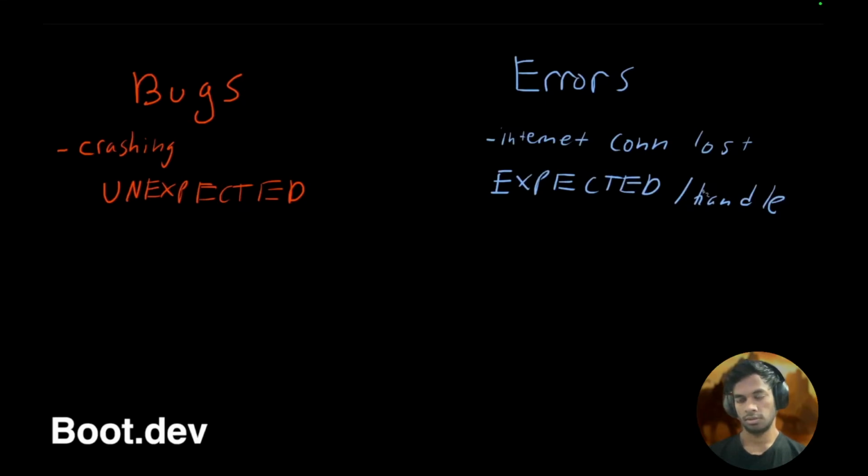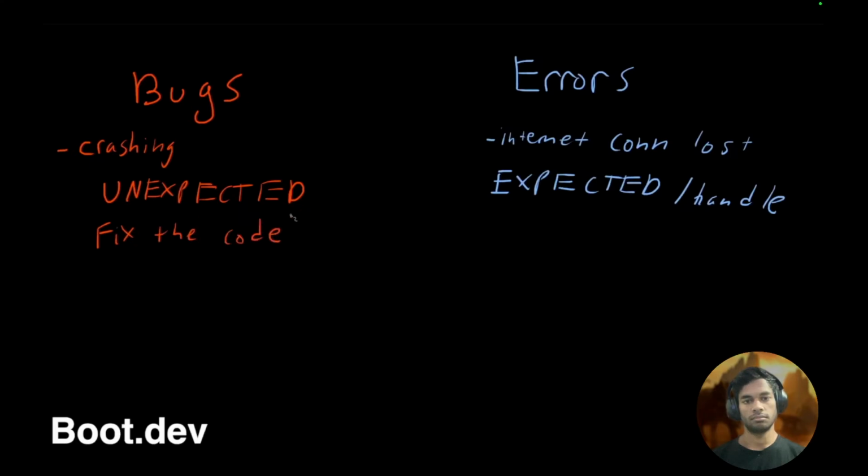So bugs and errors, the big difference is bugs are always bad. If you have bugs in your code, you need to fix your code. Say a user encounters a bug, they say, hey, my program's crashing, or hey, this sword is supposed to do 250 damage, but it's actually only doing 100 damage. The only solution to a bug is to go fix the code.